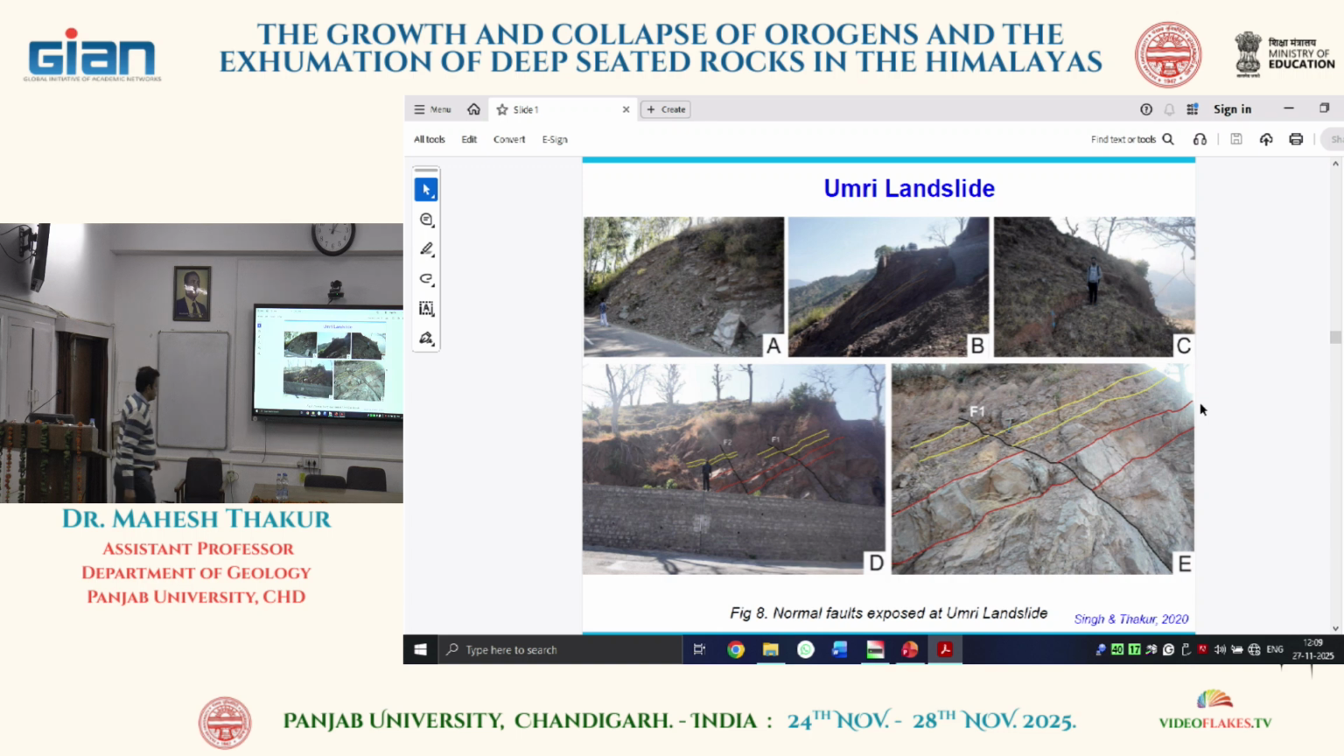So this is again in the field. This road was there, and we were able to take the data of the fault which is present in the body of this landslide. Now this road is diverted because this road has gone down. It is diverted from the other side.